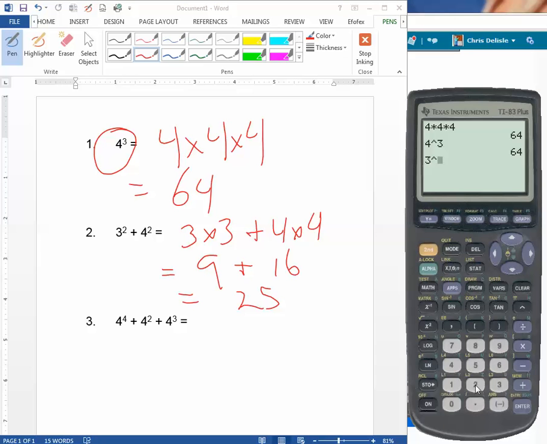3 to the power of 2 plus 4 to the power of 2. Of course, you're only going to get part marks for that, but it still gives you the final answer so you can check your work. Then we get to the last one.